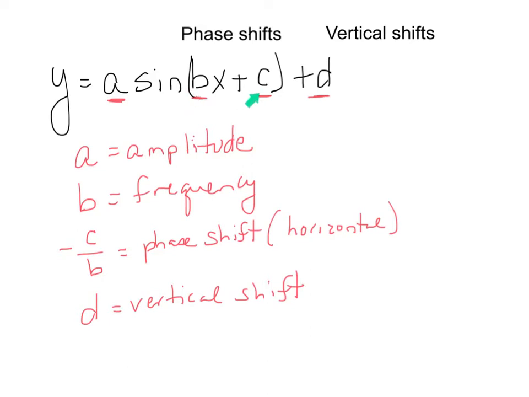The negative of the c then is going to be your phase shift, but the frequency affects the shift, and that's a piece that's really important. At this level, as far as the curriculum goes, supposedly, if there's a phase shift, there will not be a frequency manipulation. And if there's a frequency manipulation, there's not supposed to be a phase shift. They're not supposed to give you both of these at the same time at this level. I am going to show you how it works, though, just in case. And then, of course, D is the vertical shift.